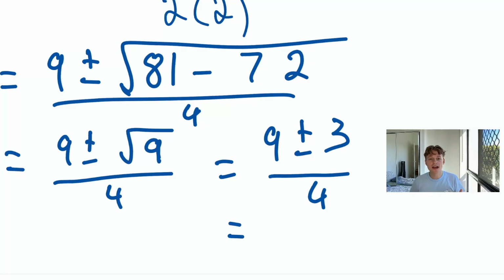If I simplify everything, I get 9 plus 3, which gives 12. 12 divided by 4 gives 3 for one of my solutions. My second solution is 9 minus 3, which gives 6, and 6 over 4 simplifies down to 3 over 2. So they're my two solutions to my quadratic equation, or the two places that my quadratic passes through the x-axis. Hopefully you found that helpful, and I'll see you guys in the next video.